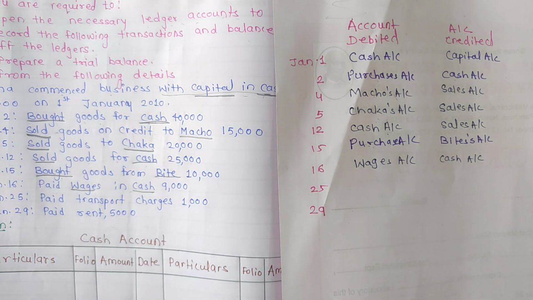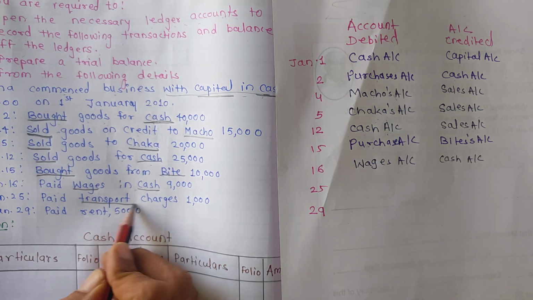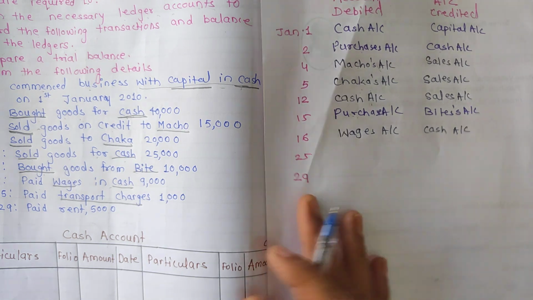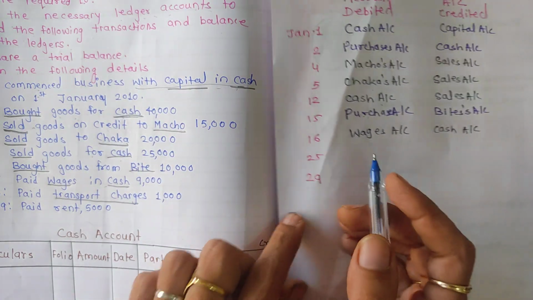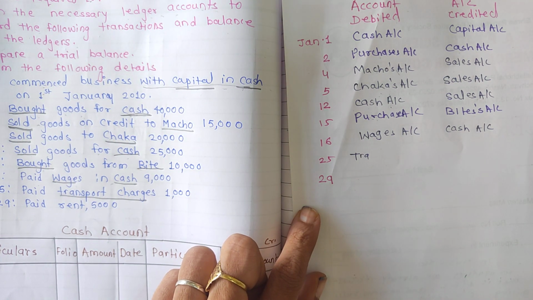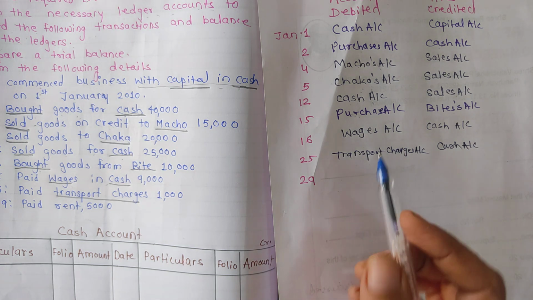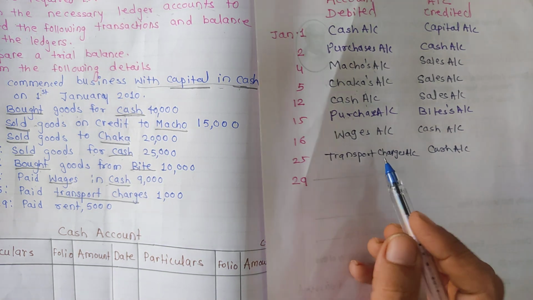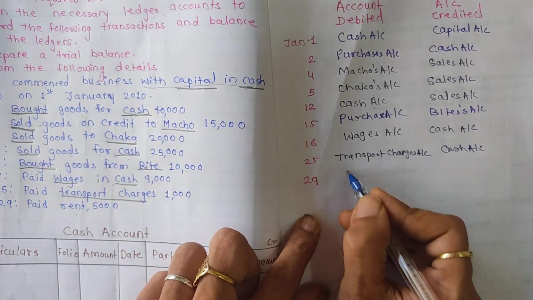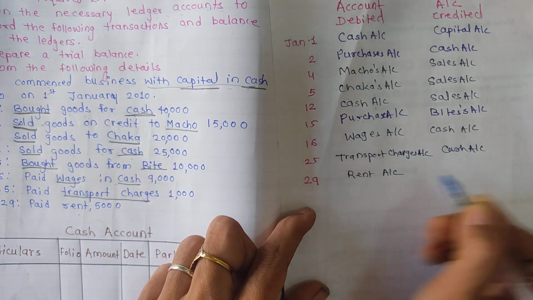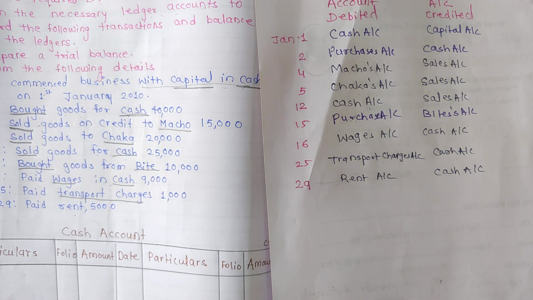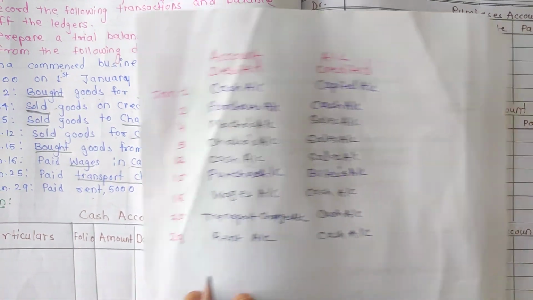Next, paid transport charges. So again here two accounts are affected. One is the nominal account, transport charges. So transport charges will come to the debit side and cash to the credit side because we debit the expenses. Cash is going out, so cash account on the credit side. Now paid rent, again the same, it is an expense, so rent account will come on the debit side and cash account will come on the credit side.